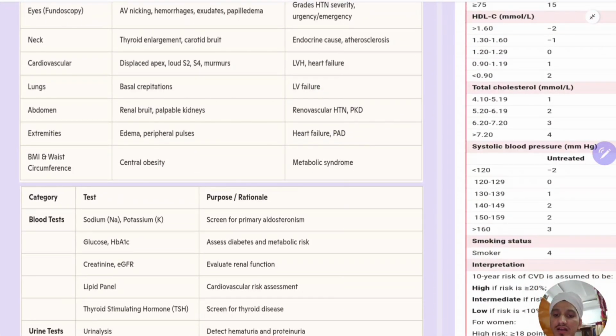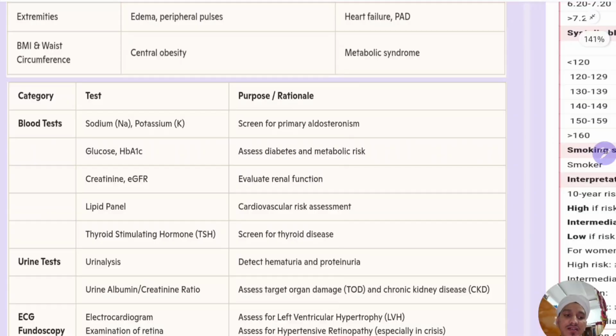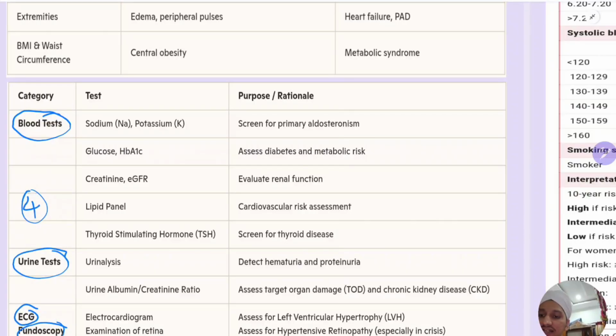Now you send for these primary investigations, which you should do for every patient who is newly diagnosed with hypertension. So you can divide this into, number one is blood tests, and then urine test, then ECG and fundoscopy. Four things you should do: blood test, urine test, ECG and fundoscopy. In blood test, one thing is not mentioned here, CBC.